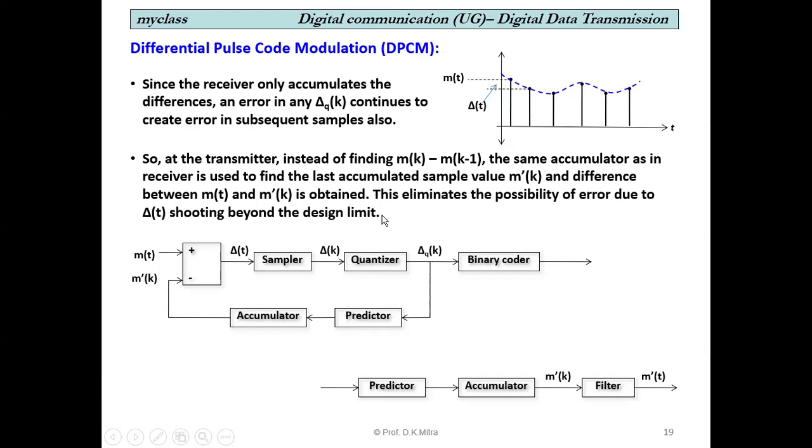Suppose between two particular samples, as we said earlier, maybe the difference between the two samples is 1.1 millivolt, but my design is 1 volt. This accumulator will give a signal of 1 volt, 1 millivolt, so that this possibility of shooting beyond the desired limit is removed, right?